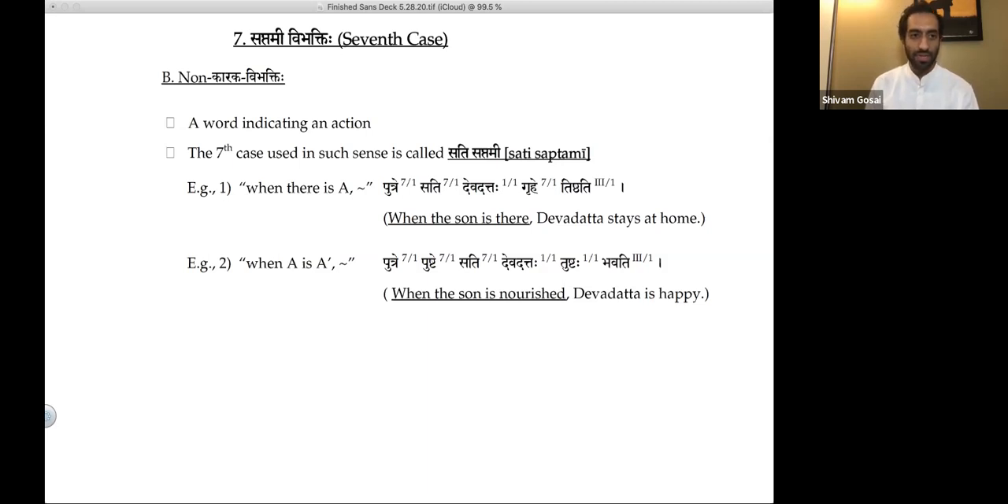Because this is a slightly more complex section, let's do a little bit more sati saptami practice. Thumbs up if you want to do that, or thumbs down if you want to continue and move on. Okay, so I see some neutral. All right, thumbs up. Yeah, okay.